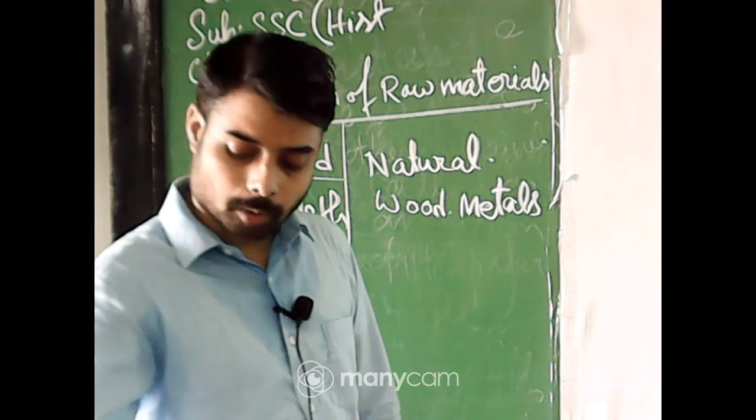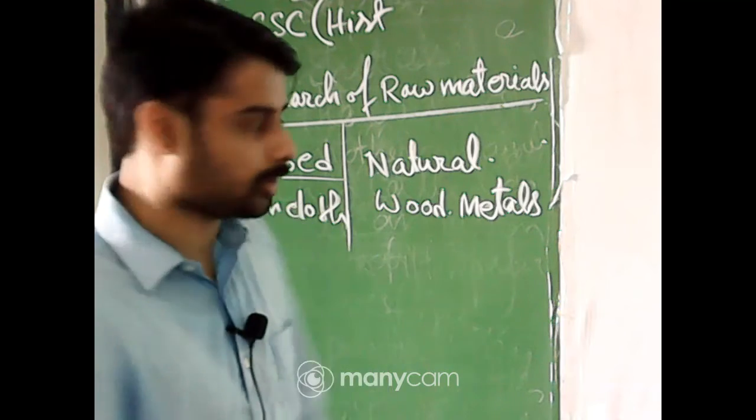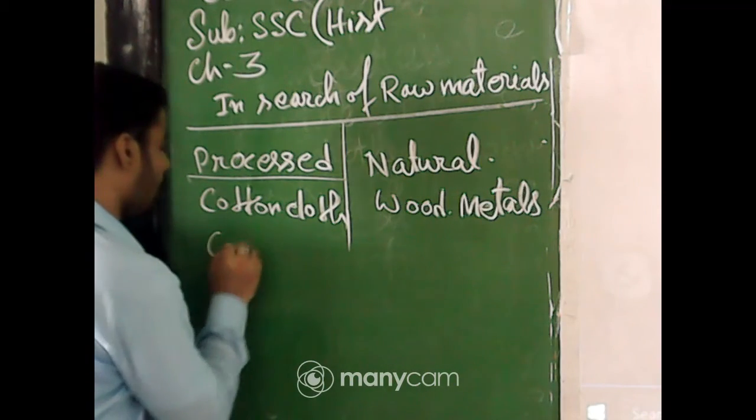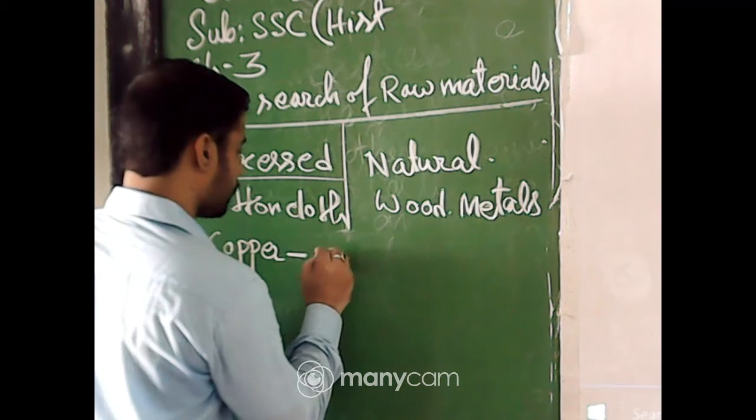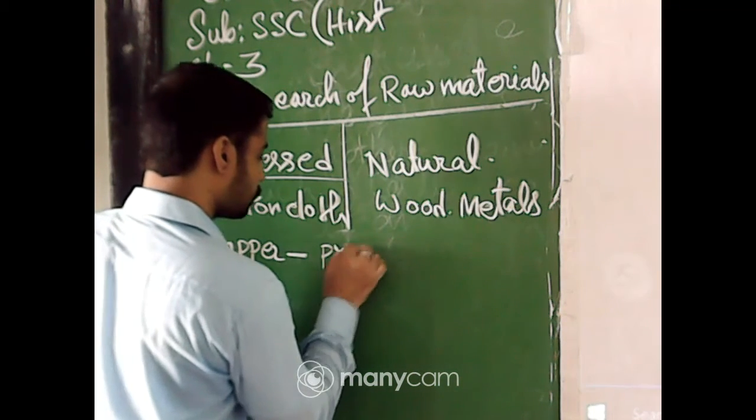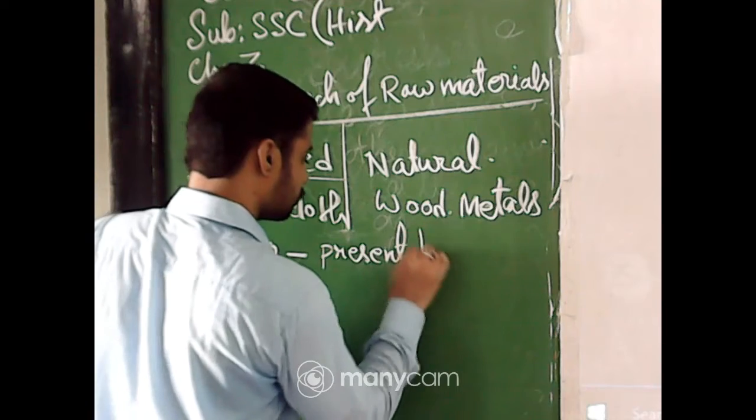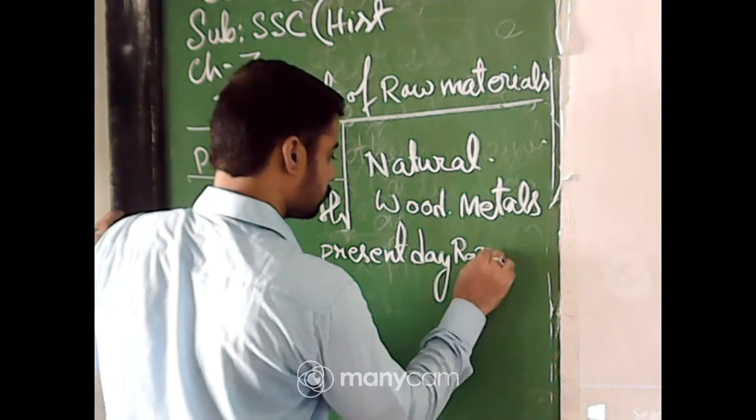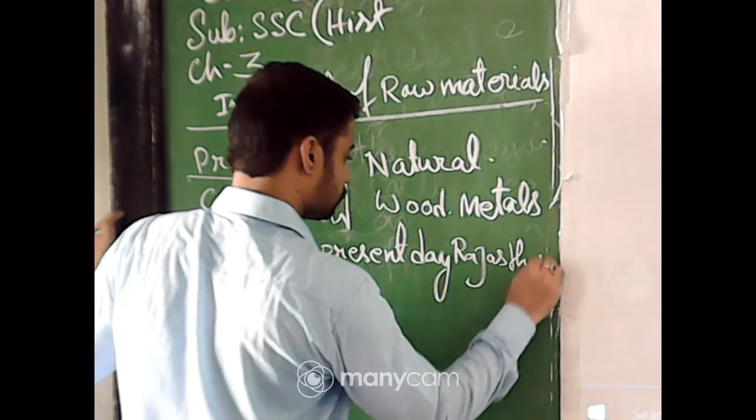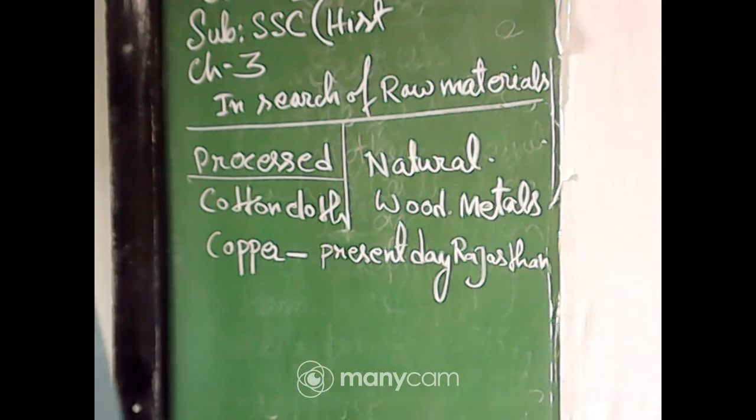The Harappans probably got copper from present day Rajasthan. So they got copper from present day Rajasthan.